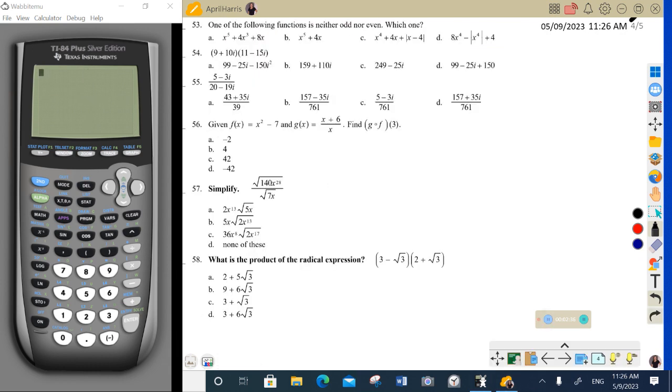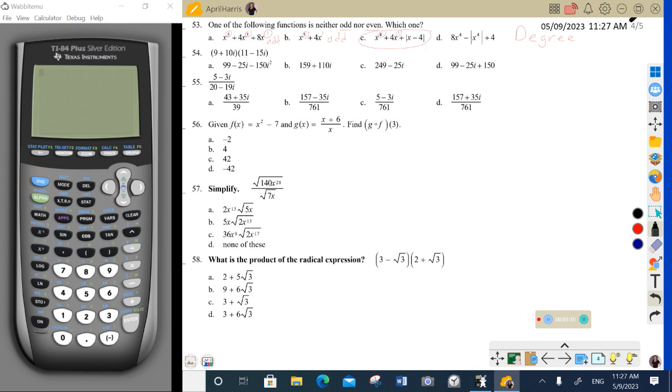Okay, question 53 says, one of the following functions is neither odd or even, which one? So what you're going to do is look at the degree of each term. If all the degrees are odd, it's odd. If all the degrees are even, it's even. If it's a mixture, it's neither. So in A, we have 5, 3, and 1 as our exponents, so that is an odd function. In B, we have 5 and 1. That is an odd function because they're both odd. In C, we have an even and an odd, so that's your neither.